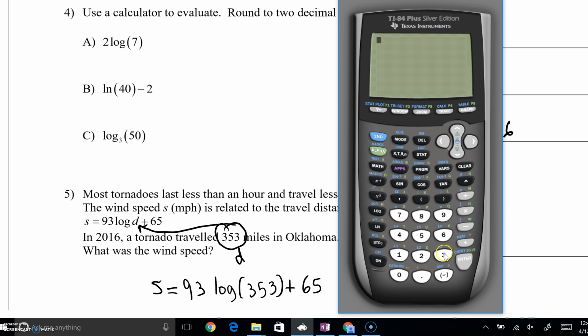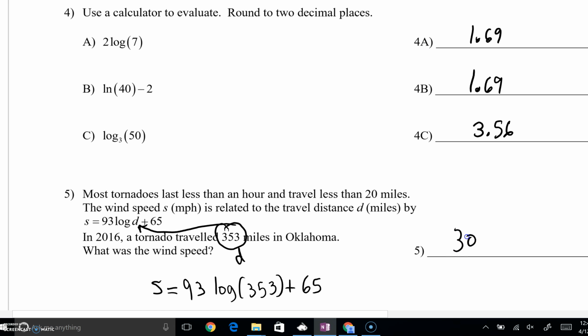I'll just hit clear. 93, type log right next to the 7, 353, close your parentheses right above the 9, hit plus 65. We're going to go to two decimal places, 301.94 miles per hour. You can see when we look to the right of the 4, we don't have a number big enough to round up. So 301.94 miles per hour.